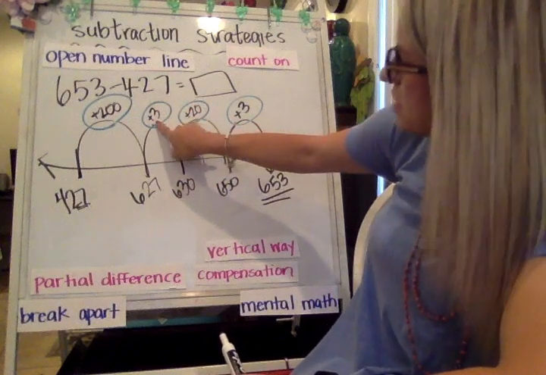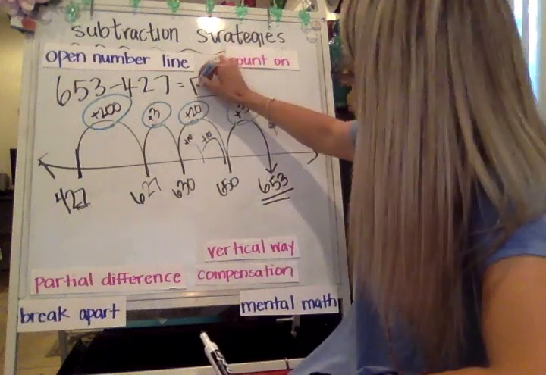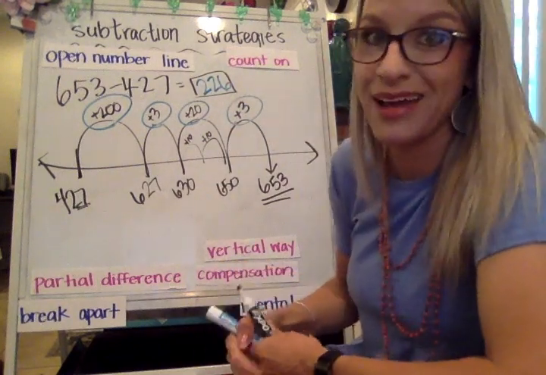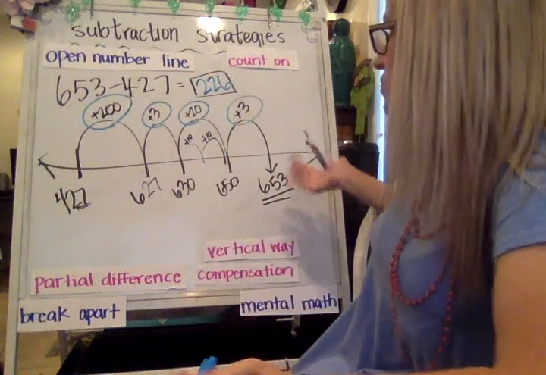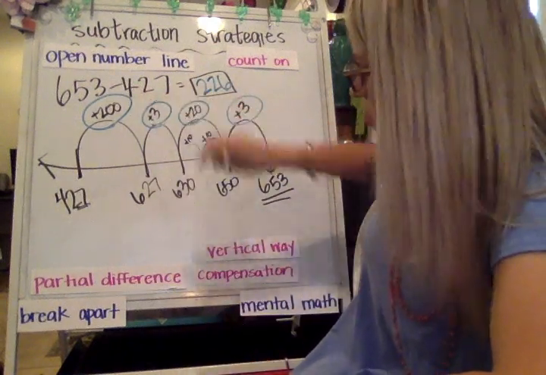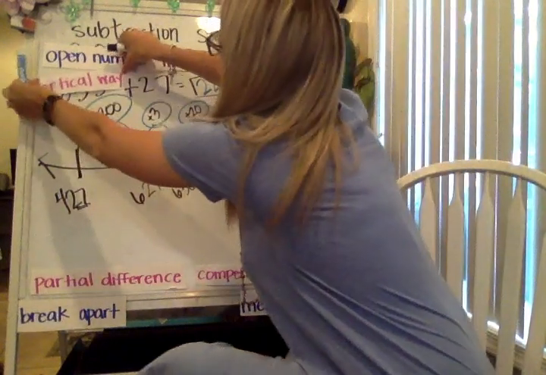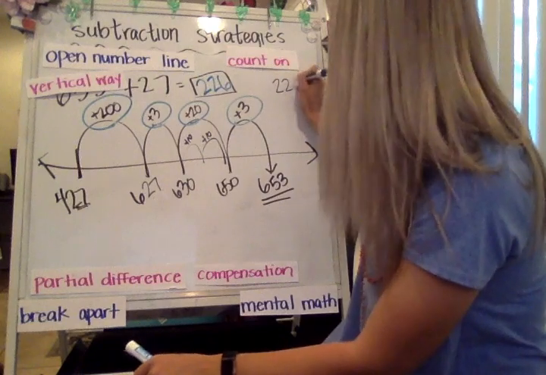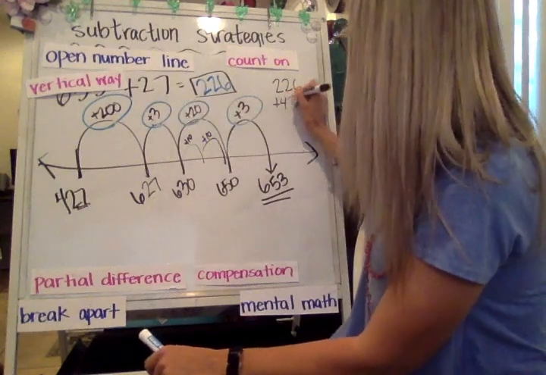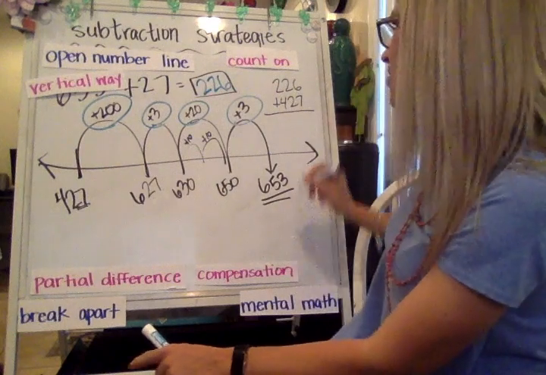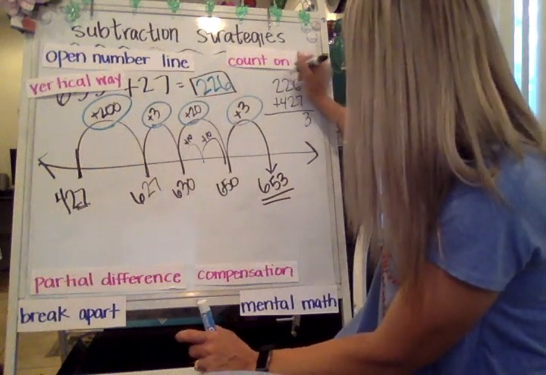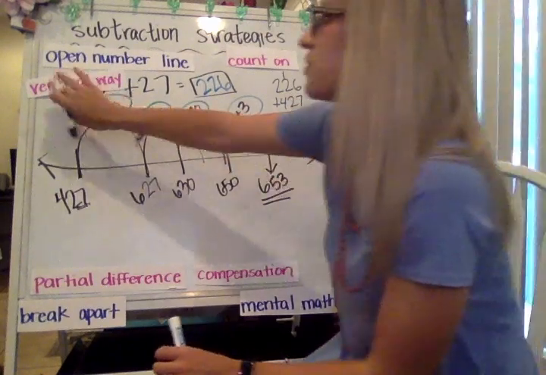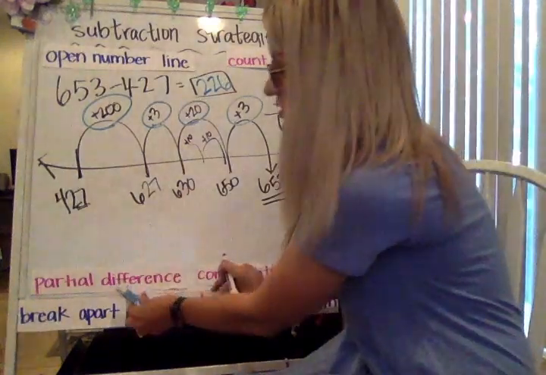220 plus 3, 223, add 3 more, 226 was what I added on my open number line in order to solve this problem. Remember, we're looking back, we have to add the vertical way in order to figure out if our answer is correct. So 226 plus 427 should equal 653. So we've got 3, carry up your 1, 5 in our tens, 653 does match with our original 653, so we know that we are correct.